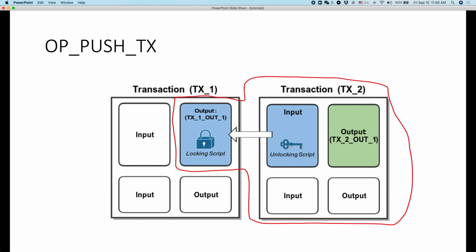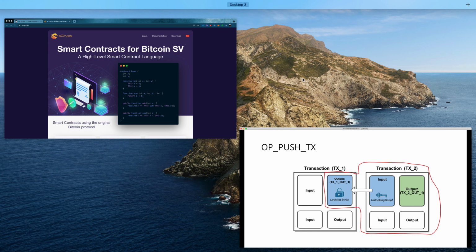What this op push transaction technique enables you to do is access the sighash preimage by using a very clever technique. The good thing about sCrypt is we have wrapped around the technique, so you don't have to understand what's happening inside. You can just use a library function to get the current sighash preimage. And once you have that information, you can do a lot of advanced contracts on top of it. So let's see one example.